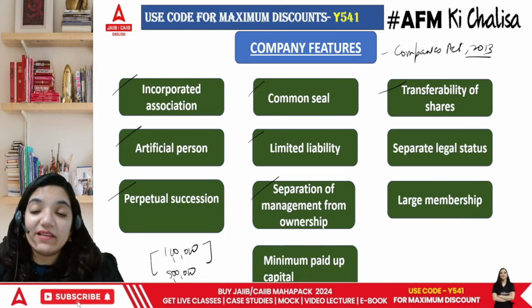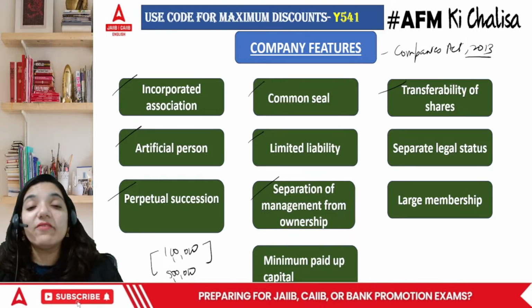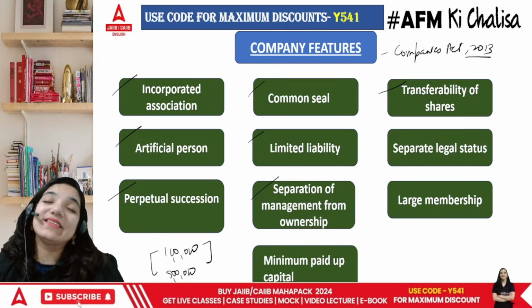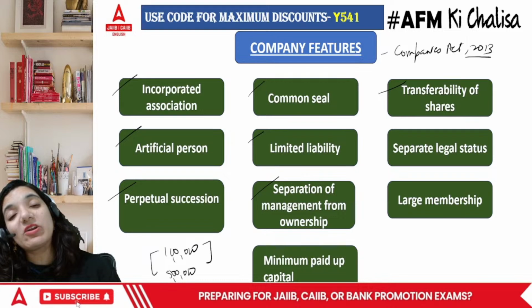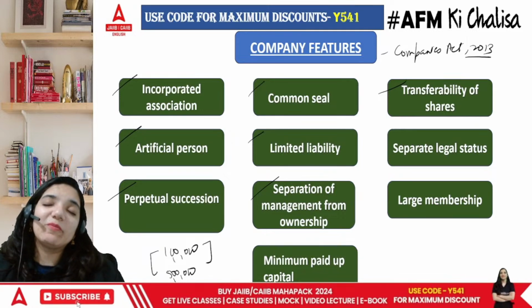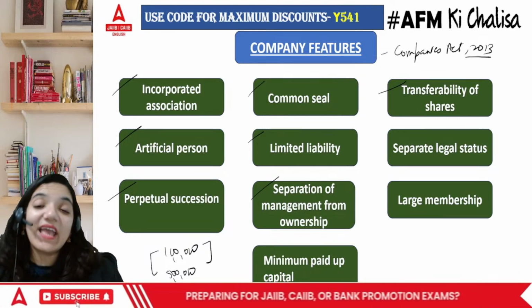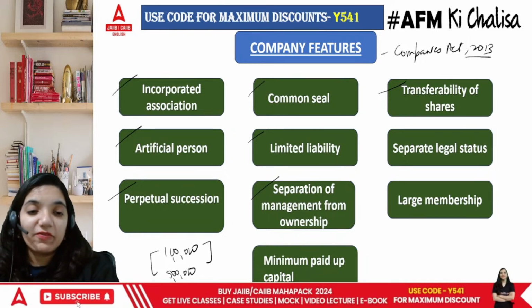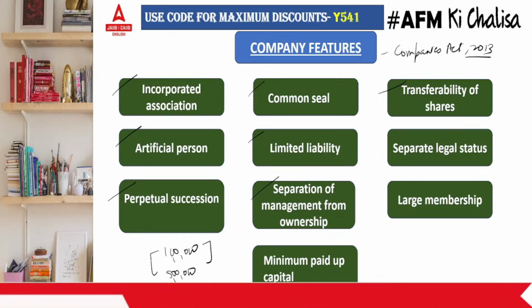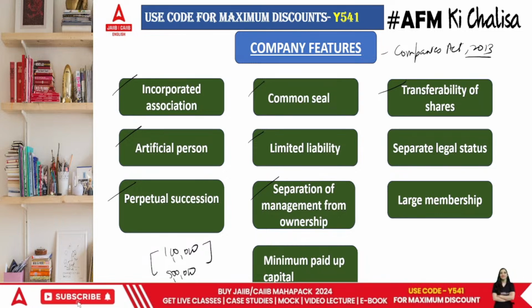And then comes large membership, everyone. Large membership exists only in the area of public companies. Okay, public companies, anybody can be a part of it, while private companies, only specific people who have bought the shares of that organization can be a part of it. Okay, that is what we define under the area of company features, everyone. Any doubts in this area? Done?